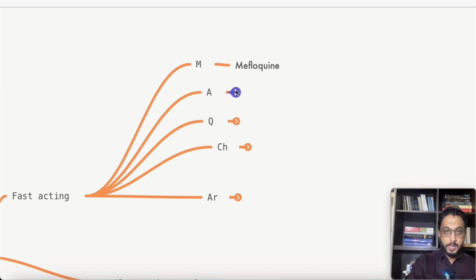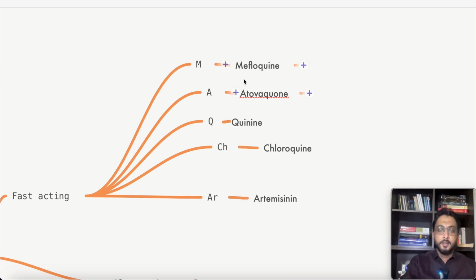Mefloquine. A is for, okay, there is one more A there, it's not 2 A's. Let's remove that. So it's called atovaquone, or you can call it atavocone. Q is for the very familiar quinine. CH is for chloroquine, and AR is for artemisinin. So these are mefloquine, atovaquone, quinine, chloroquine, artemisinin.